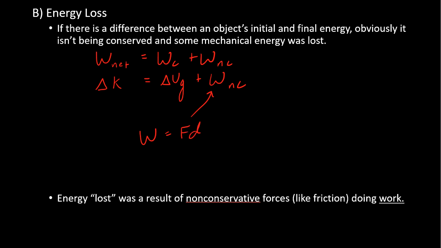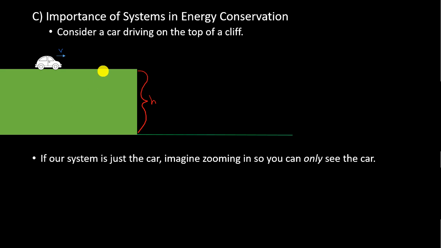The last one, and maybe the trickiest. All right? We talked about systems when we were doing Newton's law, and we introduced the idea that a system is just what objects you're looking at, whether it's one object or several objects. It plays an important role in energy also. All right, so part C is all about the importance of systems in energy conservation.